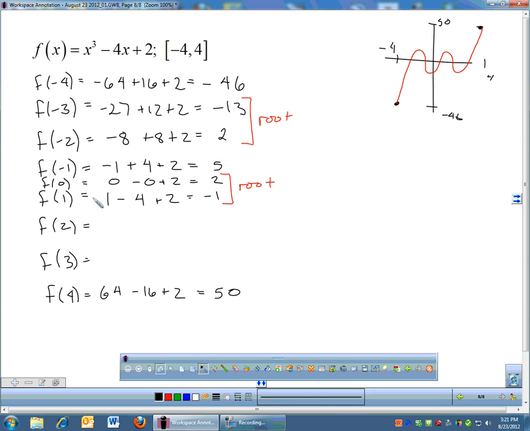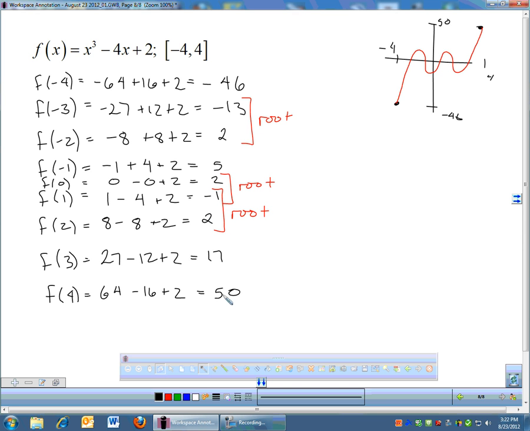Plug in 2. 2 cubed is 8, minus 4 times 2 is 8, plus 2 is positive 2. Negative 1 to positive 2. There's another root. We're finding all these x-intercepts. Anytime your answer changes signs, you have an x-intercept. And then 3 cubed is 27, 4 times 3 is 12, plus 2. 27 minus 12 is 15, plus 2 is 17. So that's positive. Didn't change signs, didn't change signs.